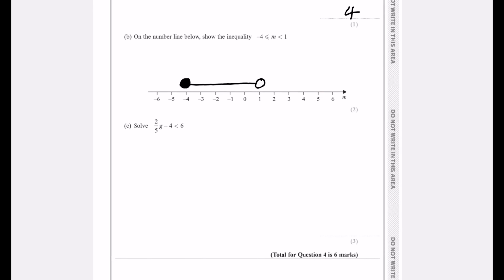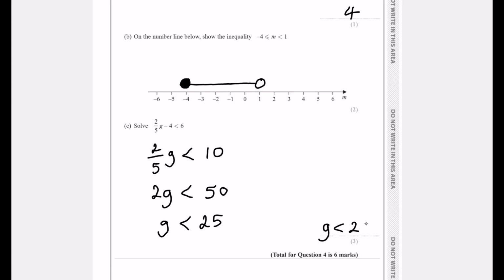And part C, solve 2/5 of g minus 4 is less than 6. So to solve it, we want to get g by itself. Let's get rid of the -4 by doing the opposite of -4. So add 4 to both sides. So 2/5 of g is less than 6 plus 4, 10. Let's get rid of the fifths. So to get rid of a divide by 5, times both sides by 5. So 2g is less than 50, and then halve both sides. g is less than 25.